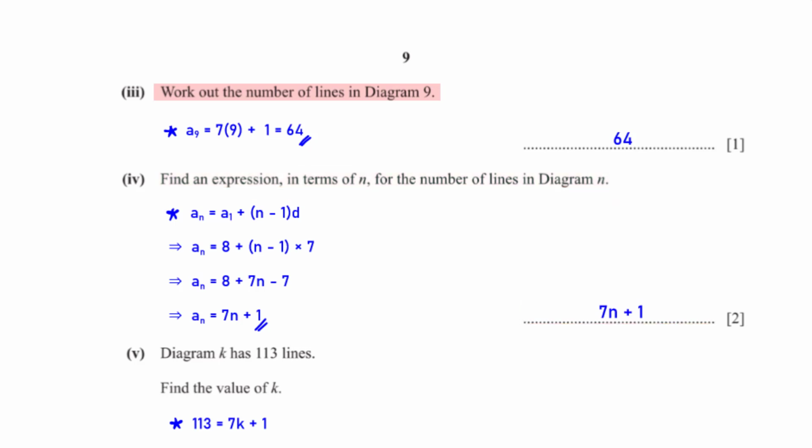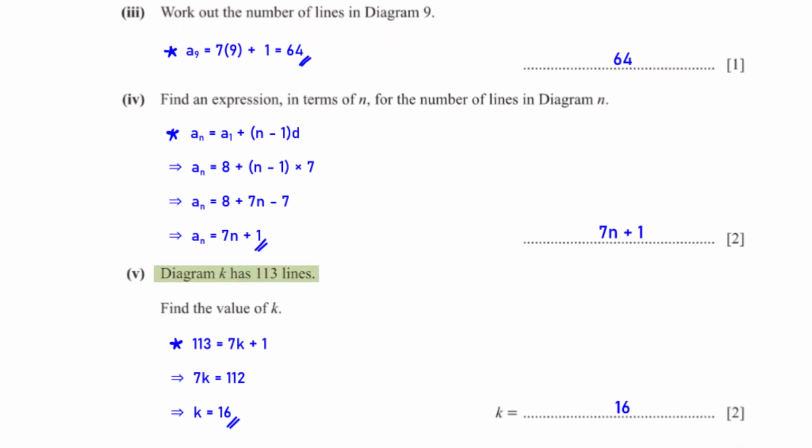Now with this, we can go back and get the number of lines in diagram 9. So that will be 7 times 9 plus 1, which is equal to 64. Diagram K has 113 lines. Find the value of K. To get diagram K, we equate 113 to 7K plus 1. Then we subtract 1 from both sides. We have 7K equals 112. And when we divide both sides by 7, we get K equals 16.